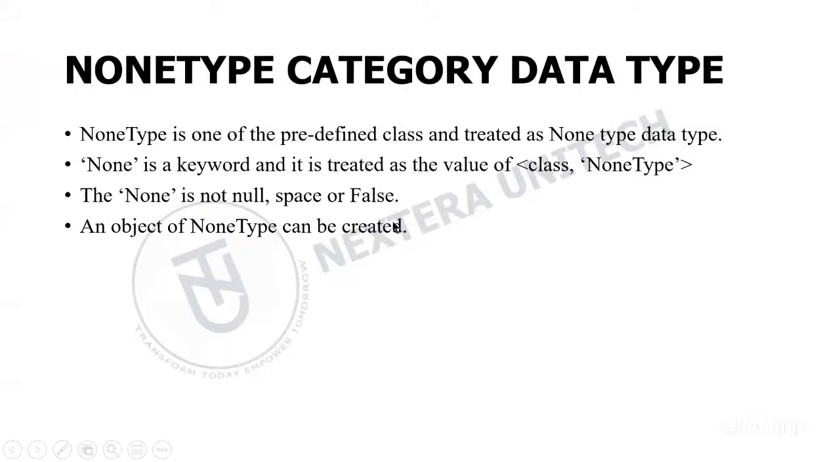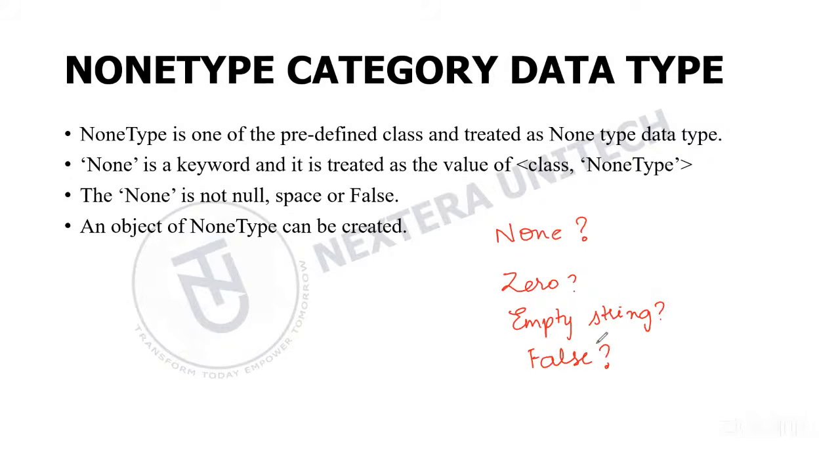So that is the NoneType category data type. This is kind of interesting. So what is None? Is it 0, or an empty string, or False? No, it's none of those. None means absence of a value. It doesn't mean 0 or empty string or False, okay? None means the absence of value.